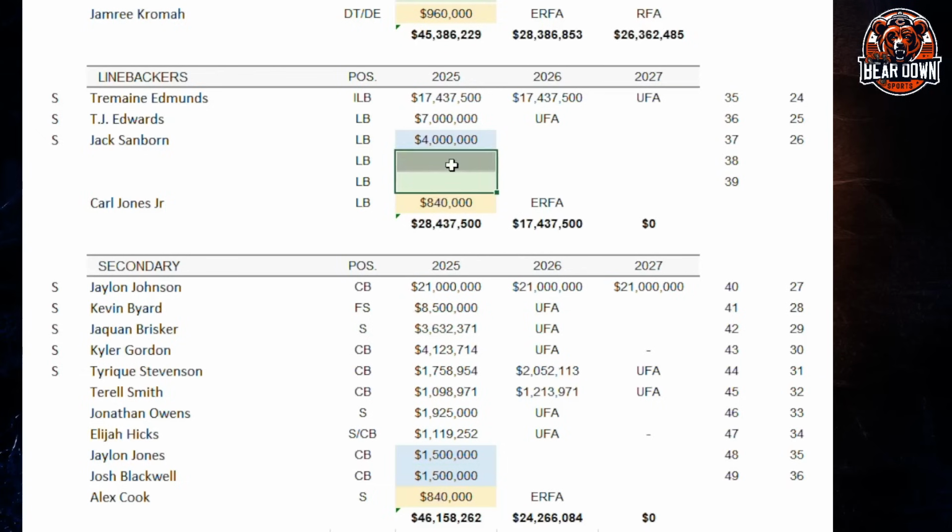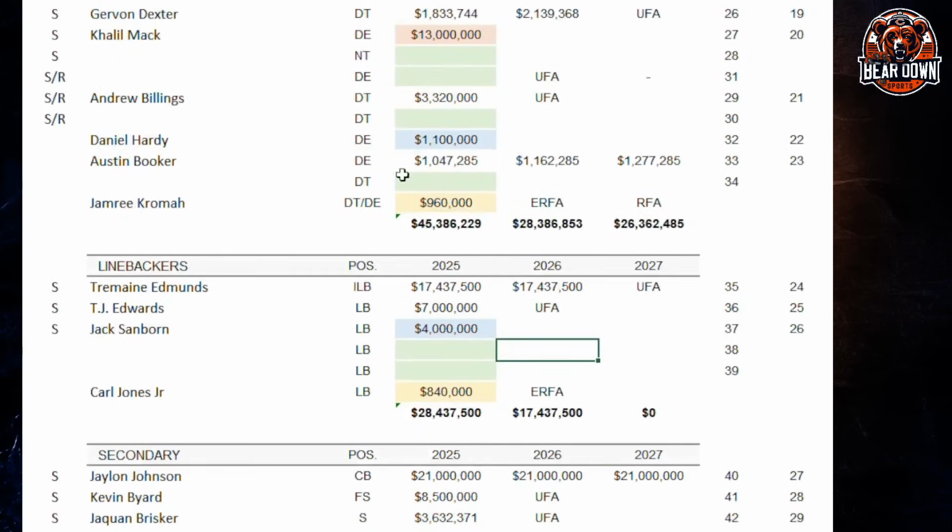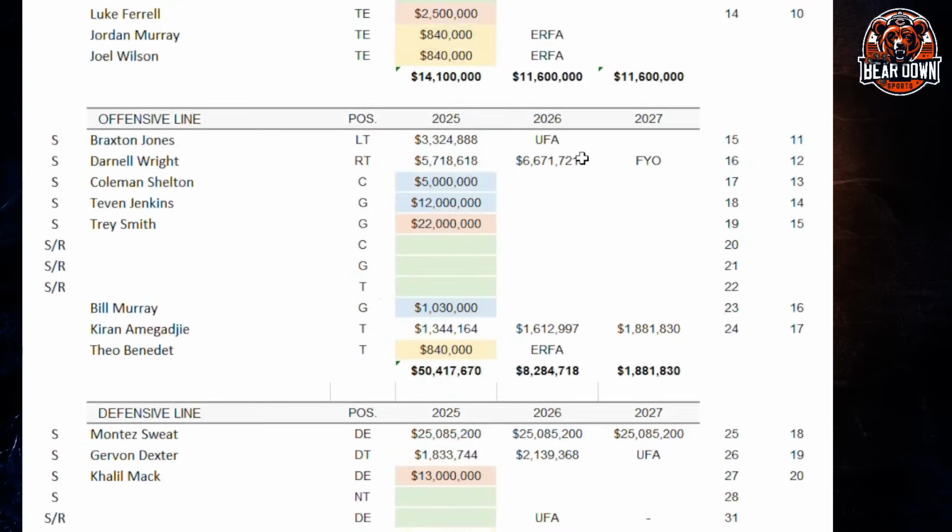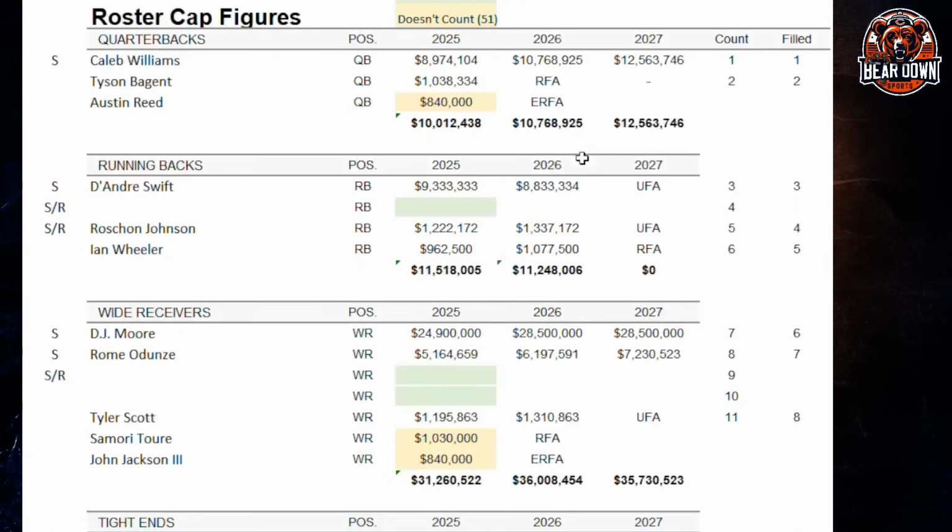So I'll update this as we go throughout, and this will be the best place for you to get a clear representation of where the salary cap really stands and where this team really stands in regard to the salary cap and how it works moving forward from here.